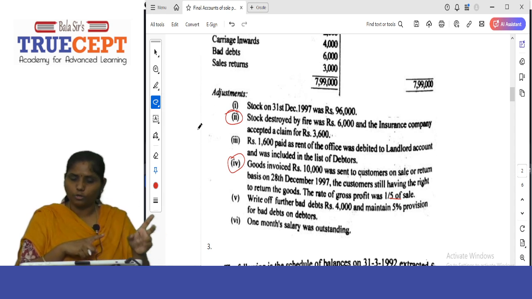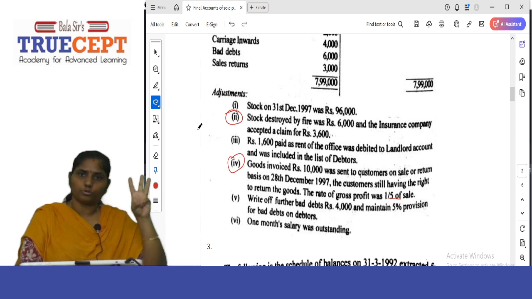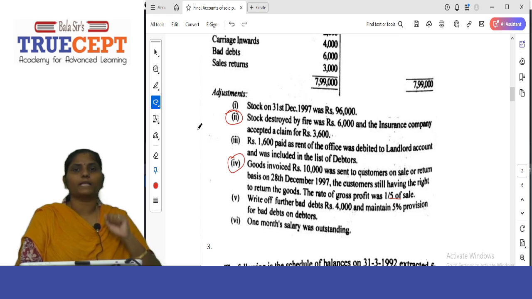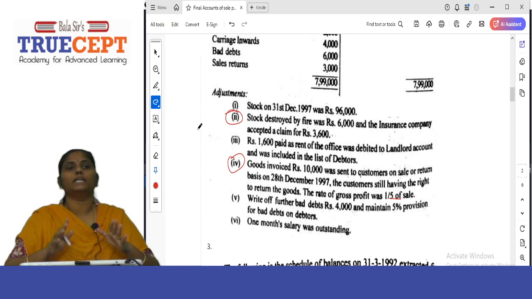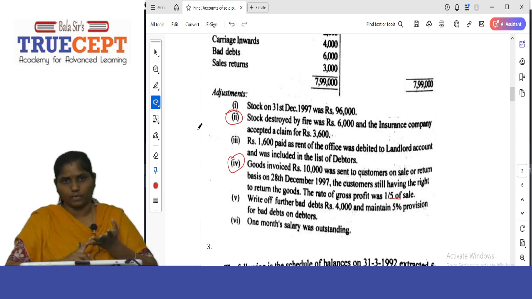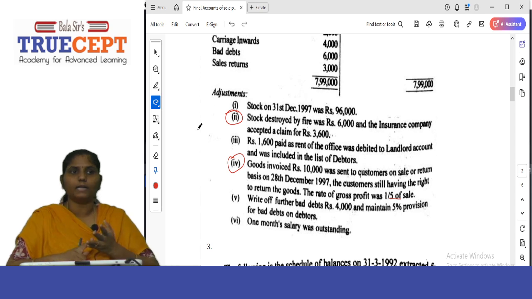I'll have a working note, I'll give you. But try to understand, debtors we already discussed two adjustments and here further bad debts is also there. Therefore, three amounts I'm supposed to subtract before calculating the provision. Because provision is always calculated on the amount that is due and receivable from the debtor. First I'll calculate that, then I will calculate the 5% provision. Clear?